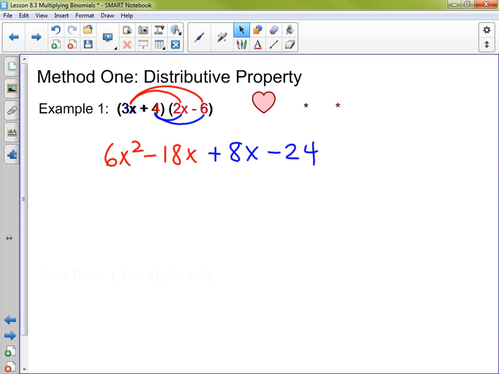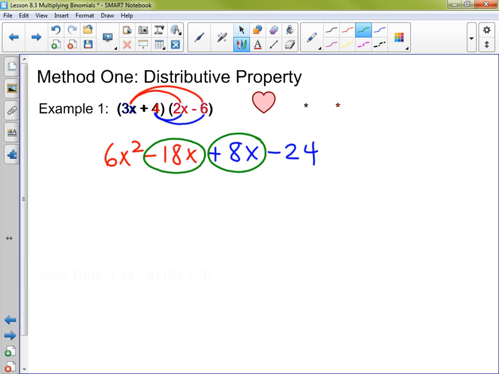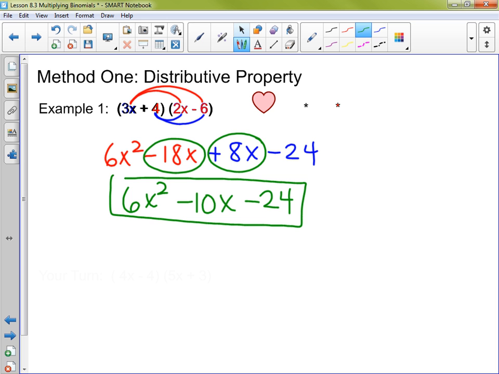Once you've done that, you have a polynomial, but you'll notice that some of the terms are like terms. In fact, the middle 2 terms both have just an x. So if I combine negative 18x and positive 8x, I get negative 10x. My answer is 6x squared minus 10x minus 24. In general, whenever you multiply two binomials, you're going to end up with a trinomial as your answer, 3 terms.